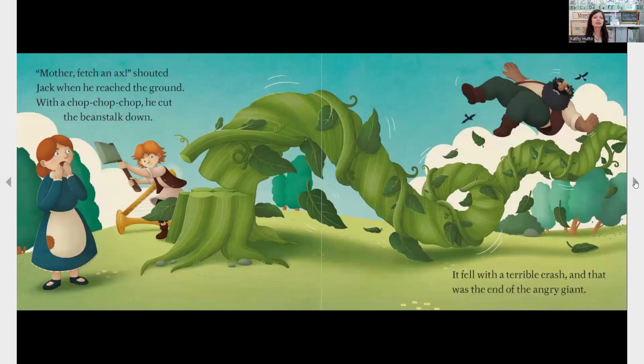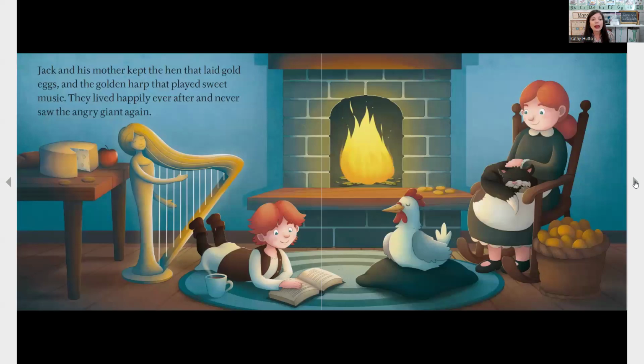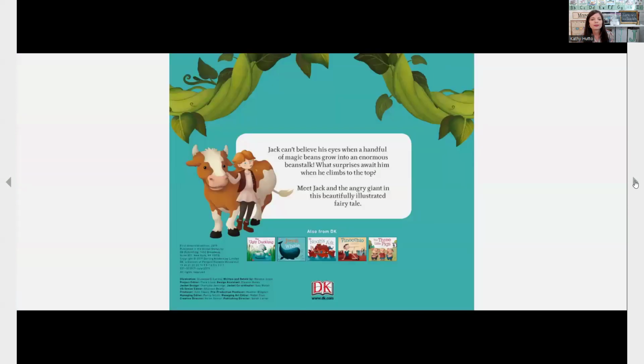"Mother, fetch an axe," shouted Jack when he reached the ground. With a chop, chop, chop, he cut the beanstalk down. It fell with a terrible crash, sending the giant far, far, far away. Jack and his mother kept the hen that laid gold eggs and the golden harp that played sweet music. They lived happily ever after and never saw the angry giant again.